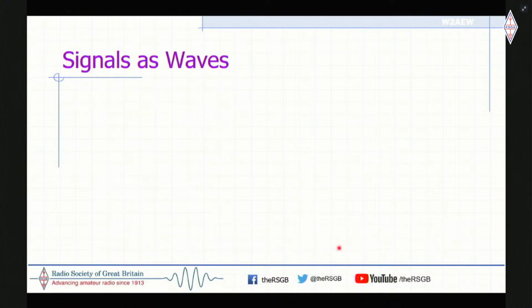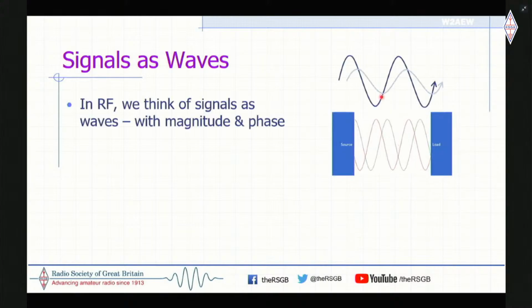So it helps when we start talking about RF to think of signals as waves. A wave can have a magnitude and a phase. Phase can just be thought of as effectively a delay, right? We can see these two signals shown here have different magnitudes and a different delay, if you will, but they're at the same frequency. And delay is really nothing more than phase.